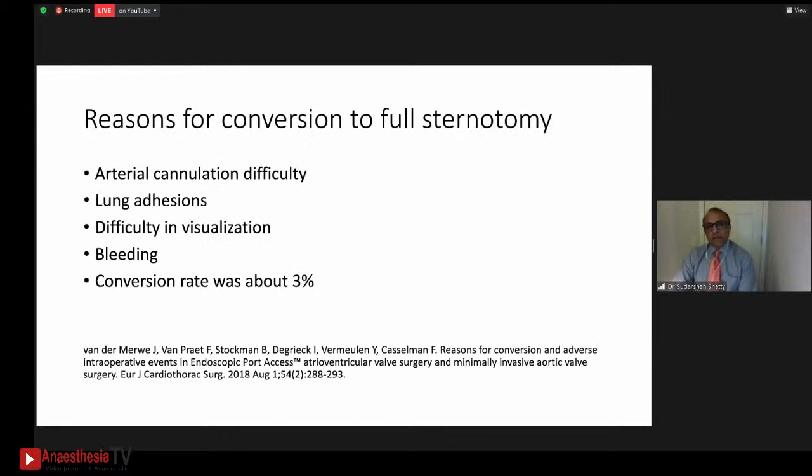And why would the surgeon need to convert to a full sternotomy? The conversion rate, according to this study from 2018, is 3%. The usual reasons are difficulty with arterial cannulation, adhesions to the lung, difficulty in visualization of the aorta, or if you get into bleeding that cannot be controlled with the short incision that they have, they'll have to probably extend that.